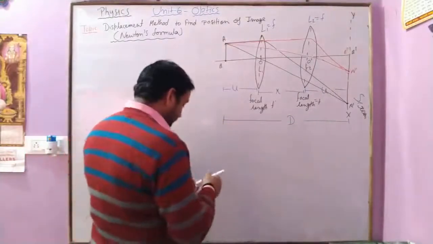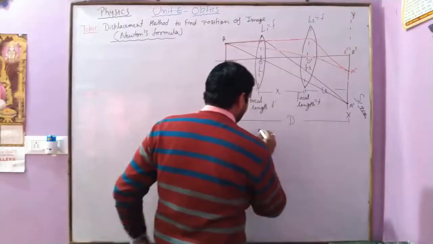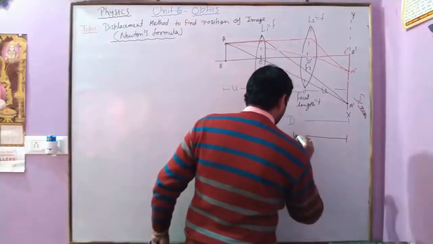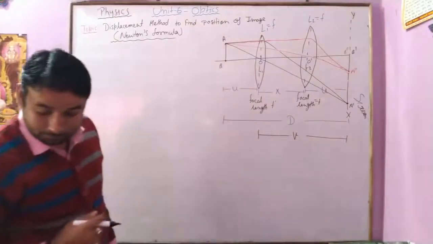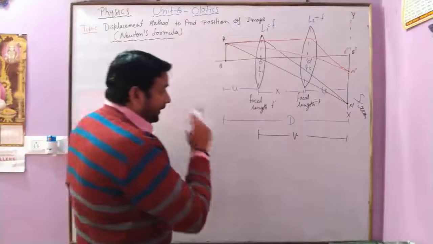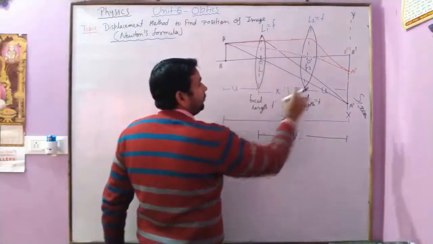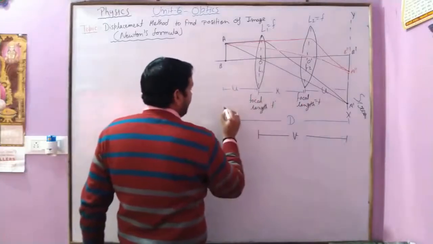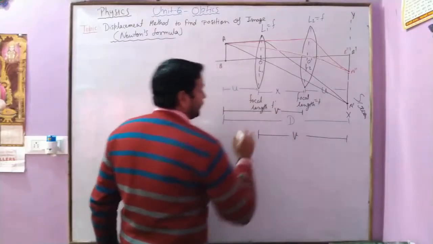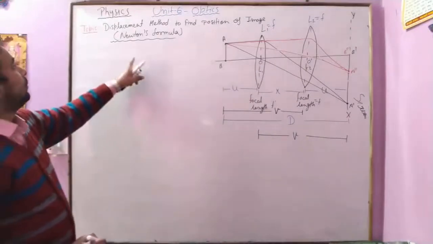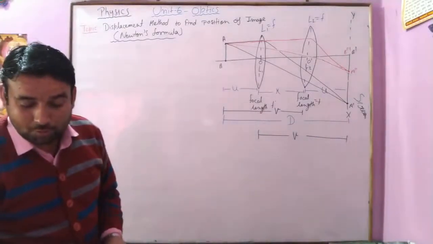Now the image distance formed by the first lens at this location is V. According to the figure, this distance is V, this is x, O to B is u and O dash to B is also u, so the distance from the second lens is also equal to V. This is our situation to find the position of the image by using Newton's formula. Now we understood the cases.